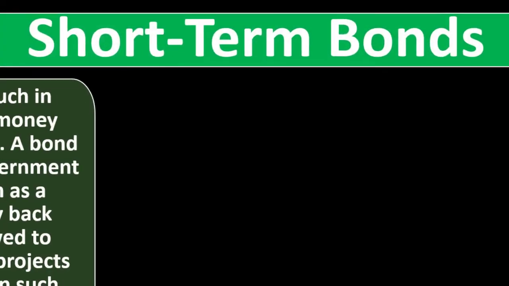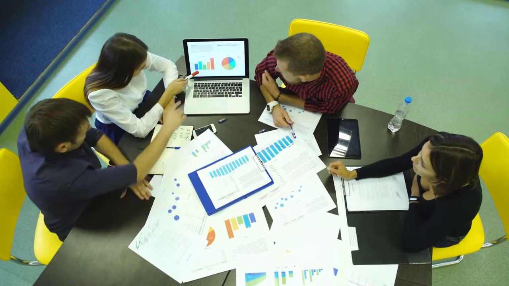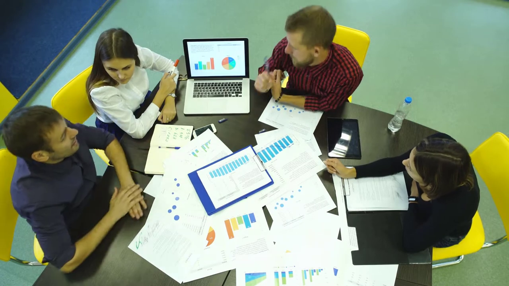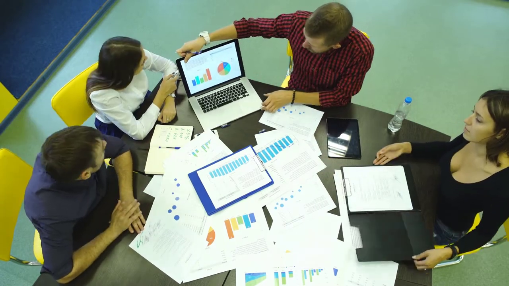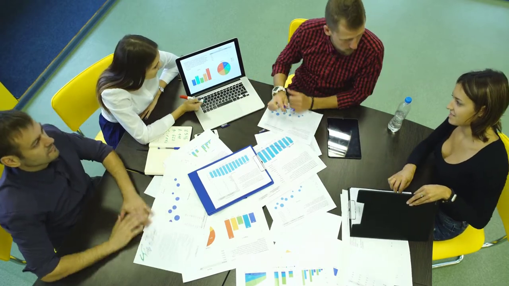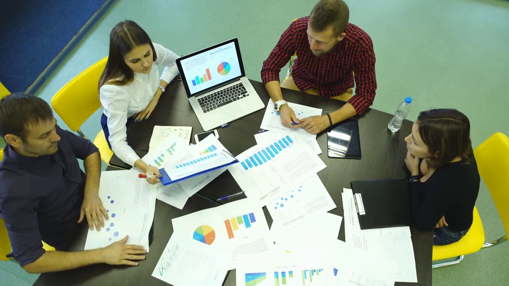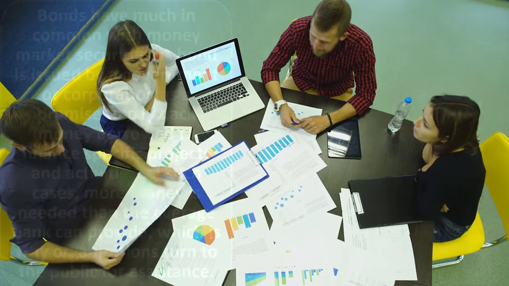So, short-term bonds. Bonds have much in common with money market securities. A bond is issued by a government or corporation as a promise to pay back money borrowed to finance specific projects and activities. So bonds are basically like a loan from us, the investor, to the issuer of the bond, possibly a government or possibly a corporation. We expect to get the principal back, in essence what we're loaning, plus the interest for the use of the money. So that's kind of like rent on the purchasing power of the money.